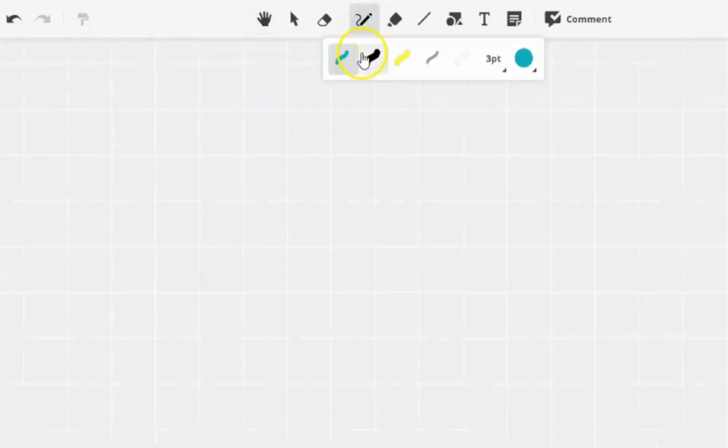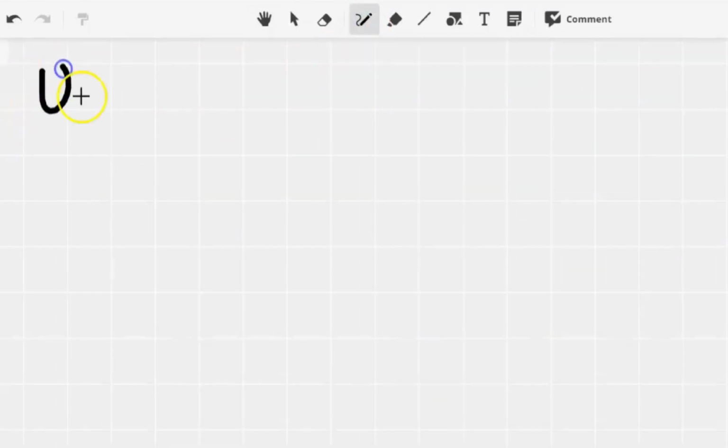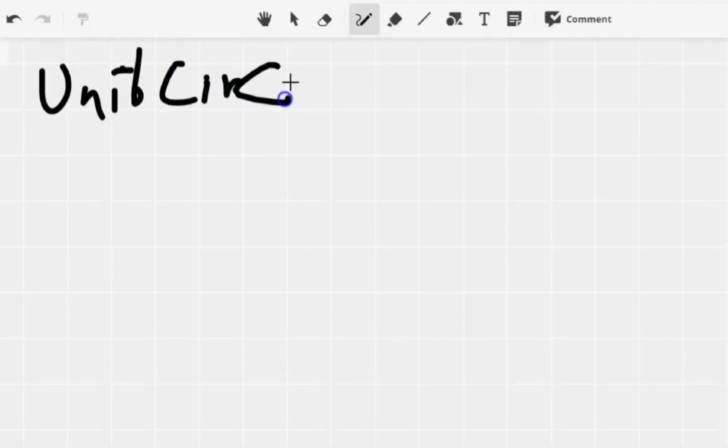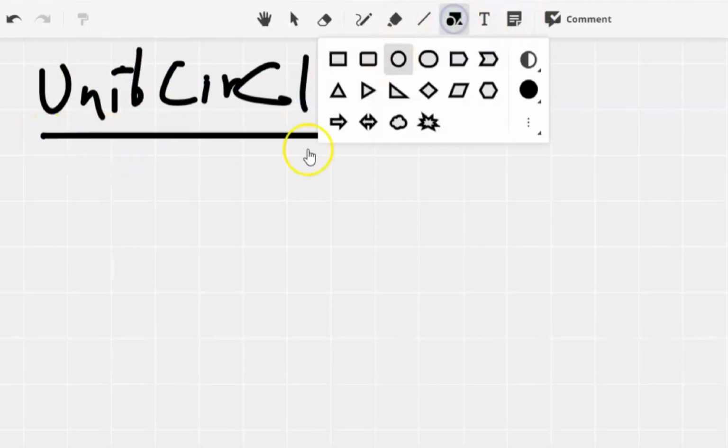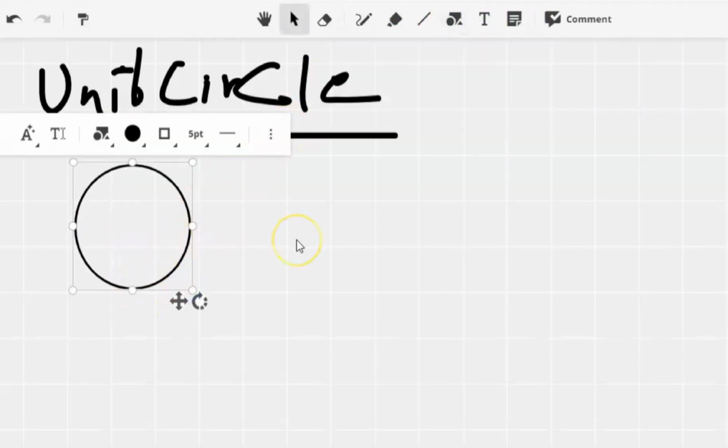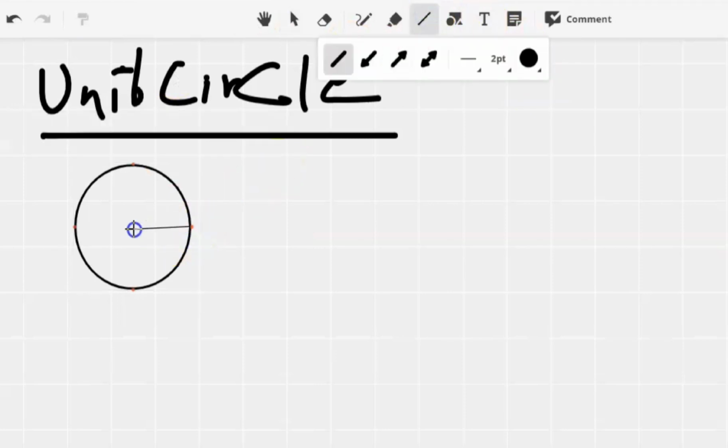Okay, the next thing after this is the unit circle. So let's draw a circle first. The difference between a unit circle and the other circles is that in the unit circle, the radius is always going to be 1. In the other circles, the radius can be anything. So in this one, it is going to be 1.